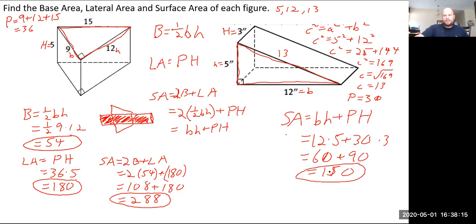So you don't have to find the lateral area and base area separately in order to do the surface area. Now, if you notice, this 90 over here, that is actually our lateral area. This 60, that's not our base area. That's our base area doubled right now. So you can also pull things out of this equation if you need them later on to go backwards. But again, you don't have to. These are two different ways that you can tackle some of these problems.